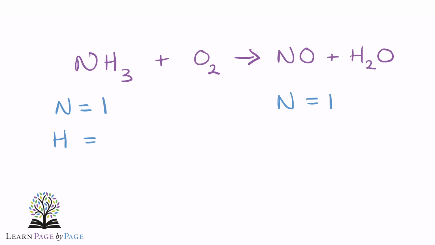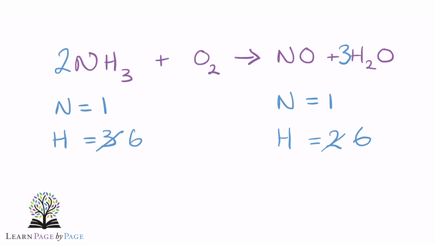Here we have 3 hydrogens. Over to the products, you can see we've got 2. So again, we're looking for the lowest common multiple, which is 6. So we're going to turn that into a 3. That gives us 6 hydrogens here. We're going to make a 2 there. That gives us our 6.